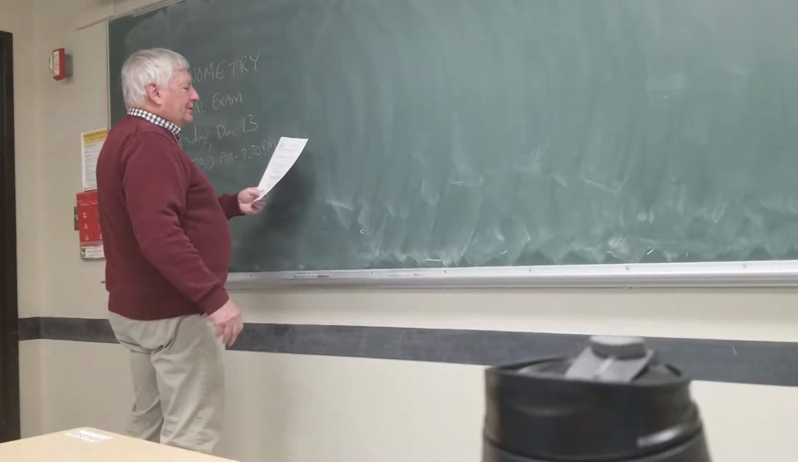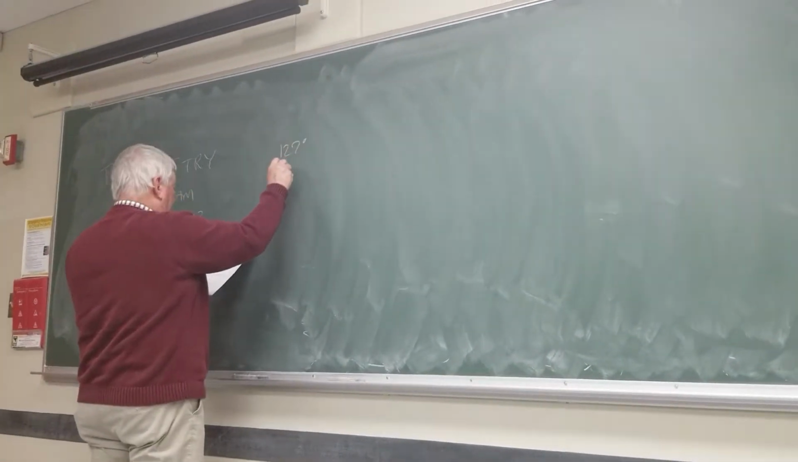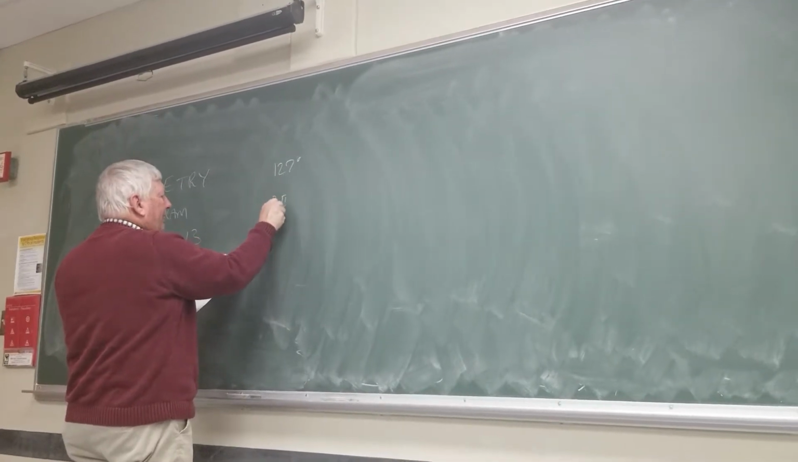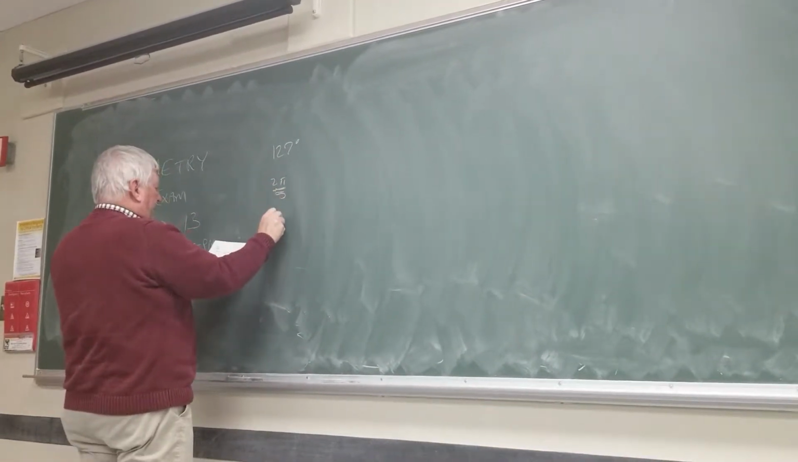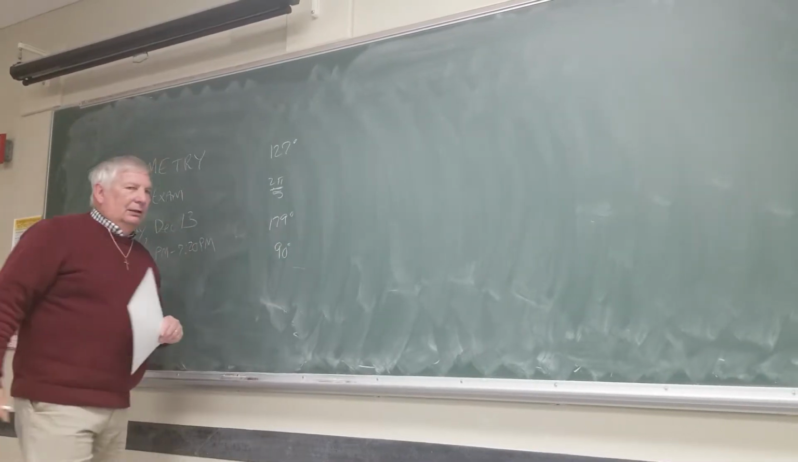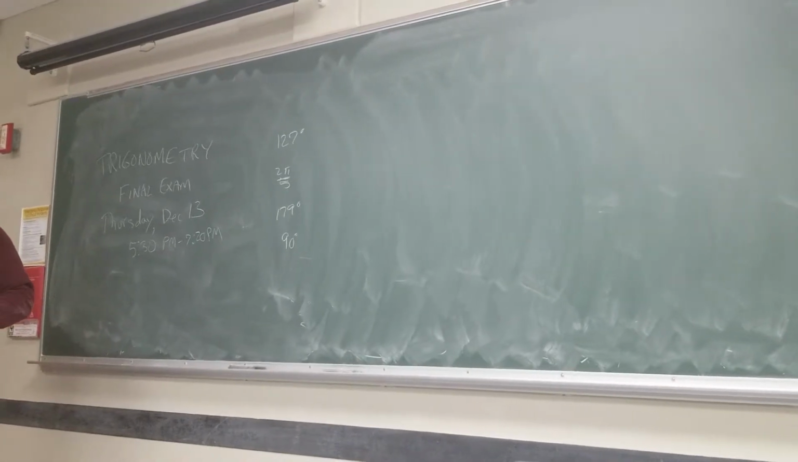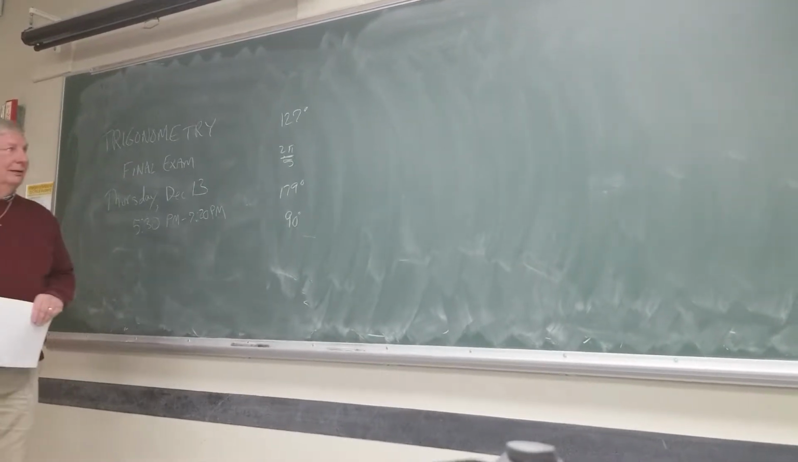Each of the following angles is acute, right, obtuse, or straight. The angles are 127 degrees, 2 pi over 5, 179 degrees, and 90 degrees. Going over the test, most of us think better in degrees than we do radians, so let's do those three.